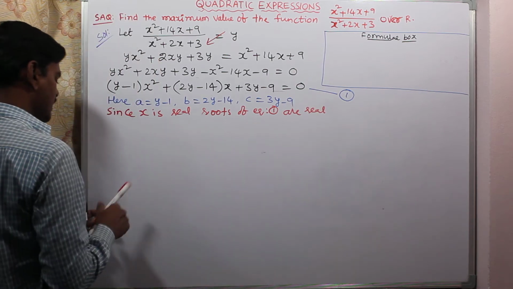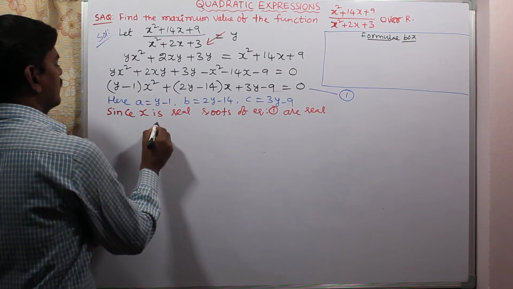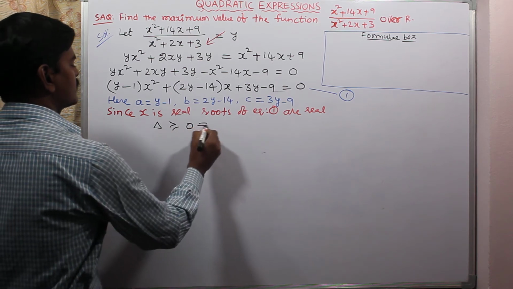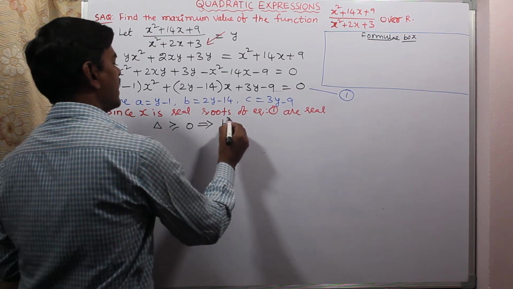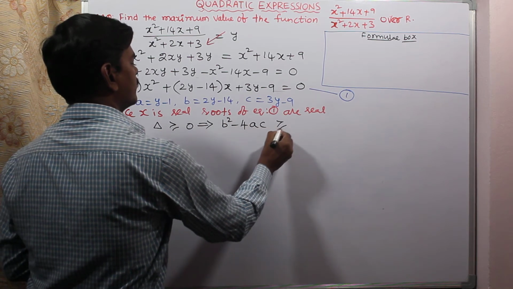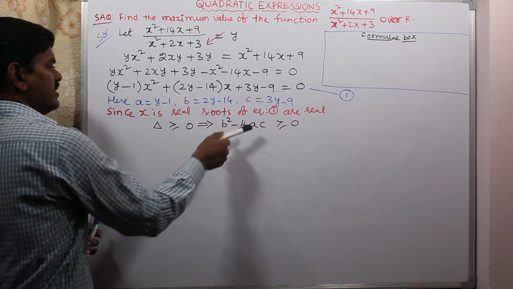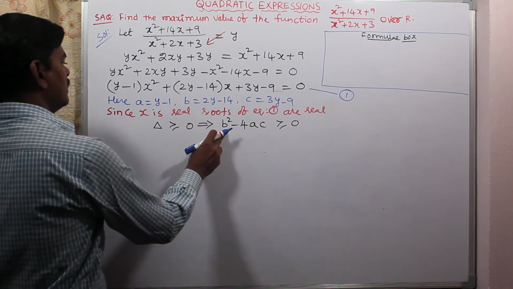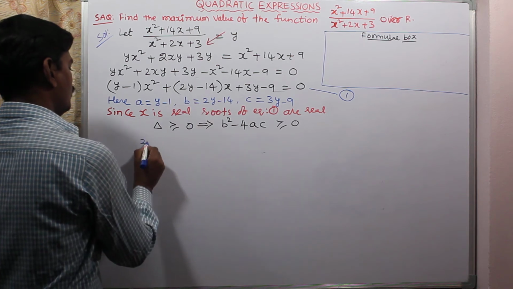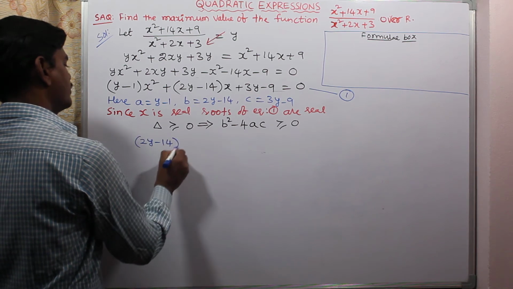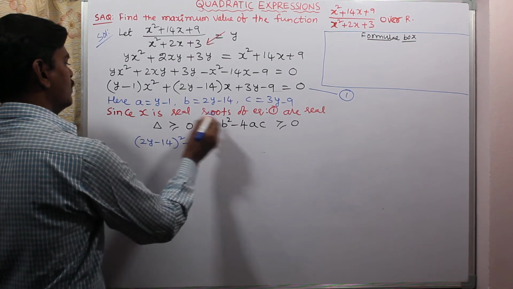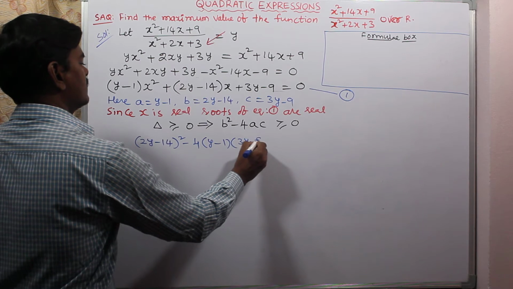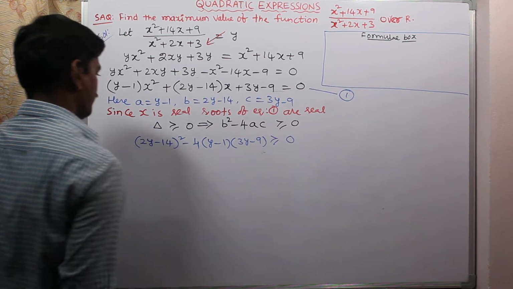Real roots condition. What is the real roots condition? Delta, the discriminant, greater than or equal to 0. What is delta? b square minus 4ac greater than or equal to 0. So you have the a, b, c values now. Substitute the a, b, c values here. On substituting, b is 2y minus 14, (2y minus 14) whole square, minus 4 into a, y minus 1, into c, 3y minus 9, greater than or equal to 0.